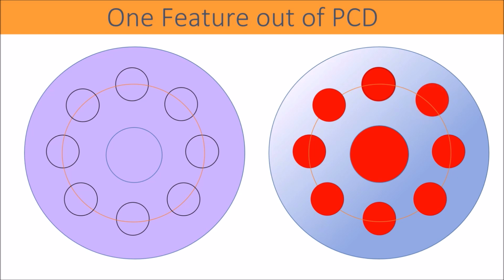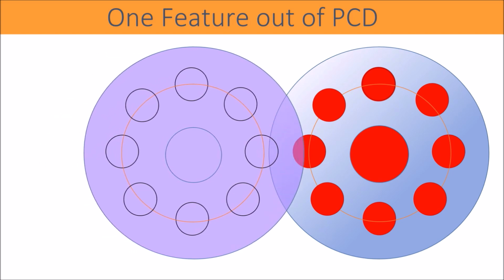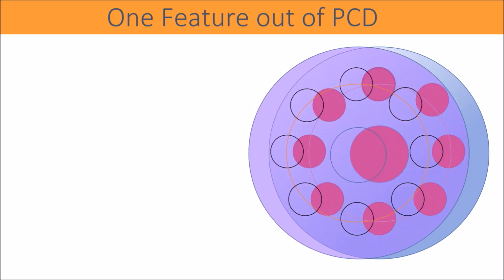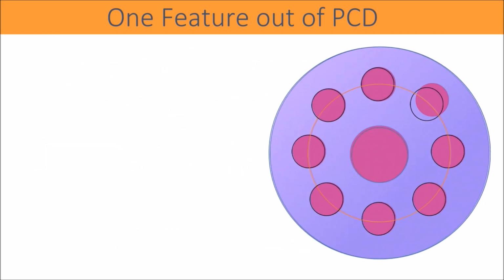Let us assume that one of the PCD holes is shifted and out of the tolerance value. If we try to assemble these two parts, the center feature and all the PCD holes can match except the hole out of PCD, indicated by the arrow.